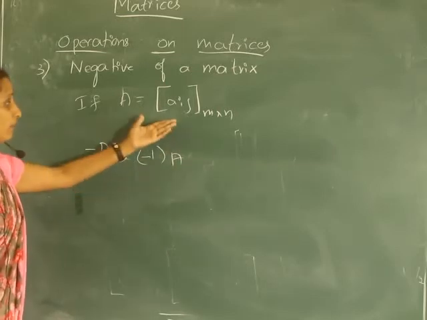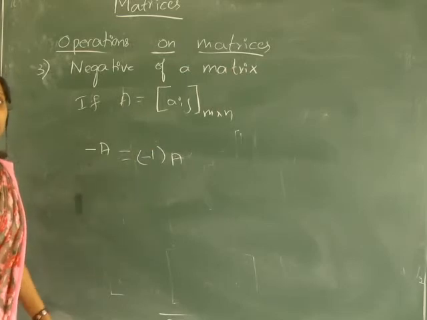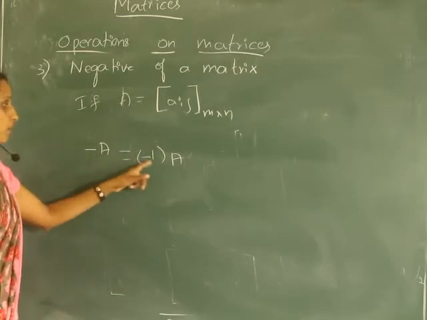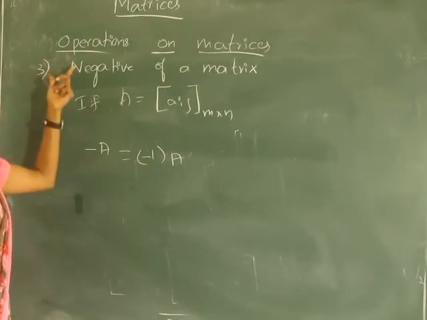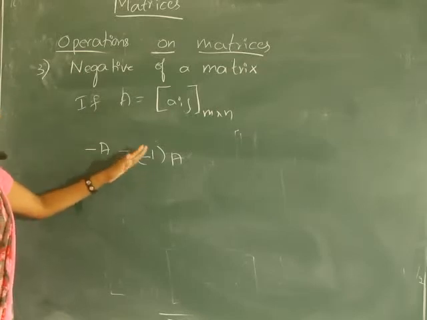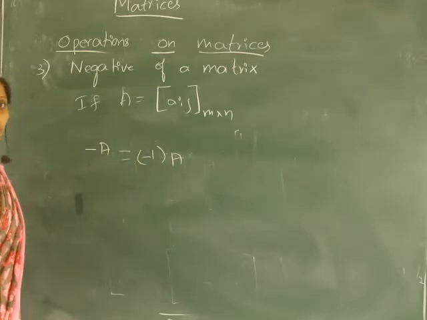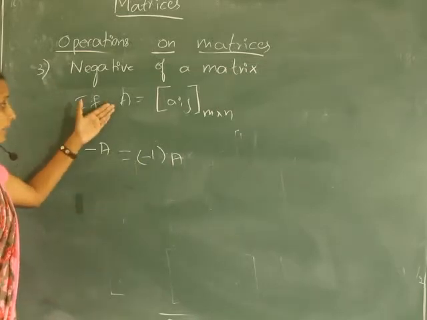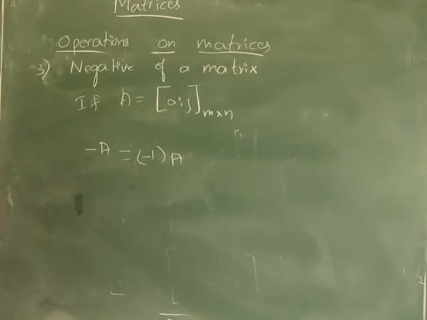That means when we multiply by minus 1, the sign of each element changes. Now minus 1 is the constant, so again it is a multiplication of a matrix by a scalar, but the scalar is minus 1. So if A is the matrix, then minus A will be minus 1 into A. It is just the negative of a matrix.